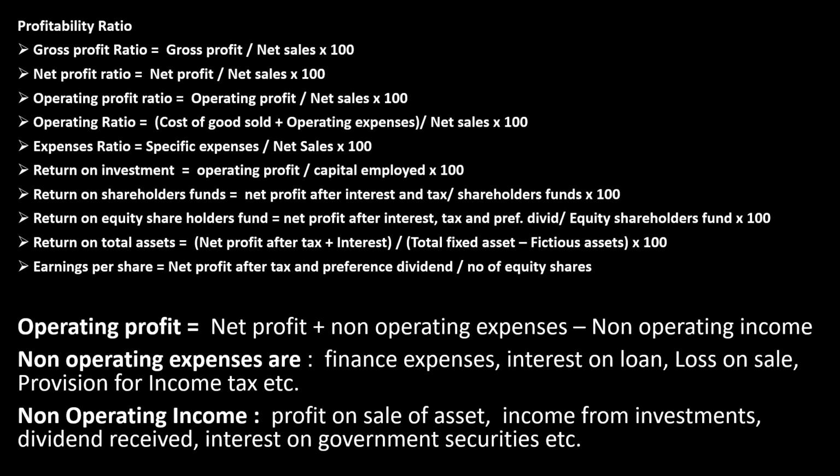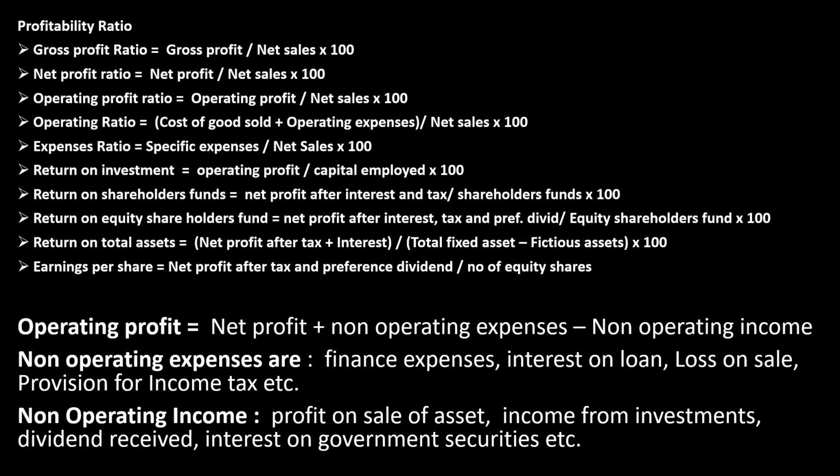Now we are going to see the profitability ratios. There are so many profitability ratios. We'll be seeing them one by one now. We'll see the first one, gross profit ratio. The formula for that you already studied in plus 2: gross profit by net sales into 100.